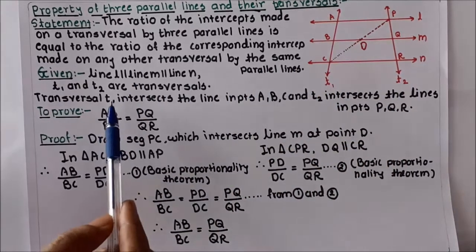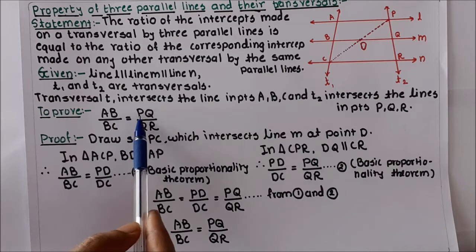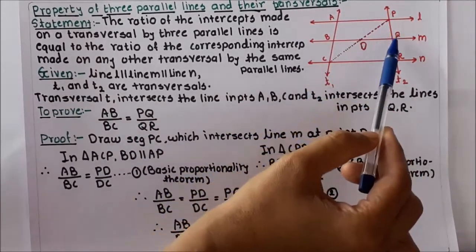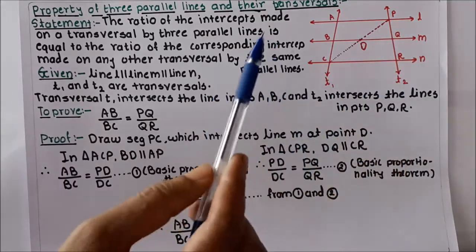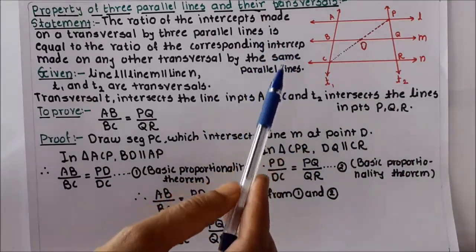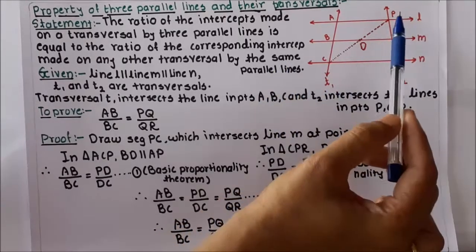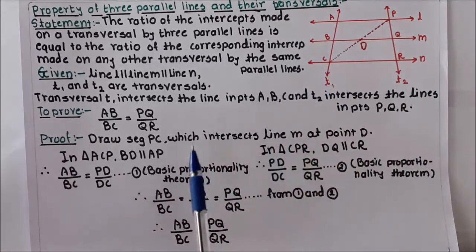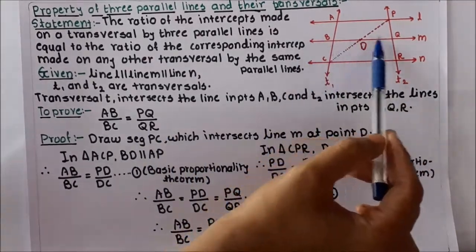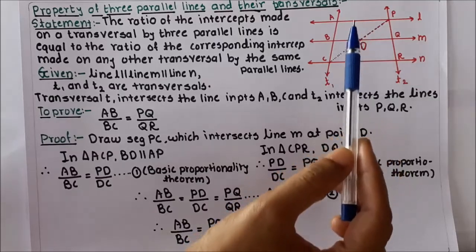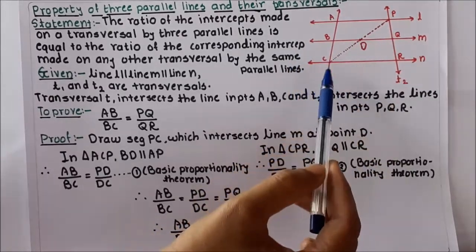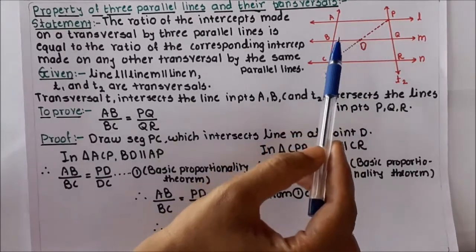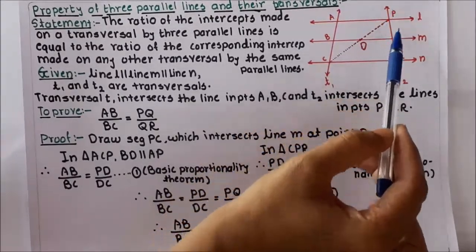Now we have to prove that AB upon BC is equal to PQ upon QR. For this proof, again we have to do one small construction, that is we have to join this point P and this C. This is the construction, joining P and C. And this PC intersects line m at a point D. Now because of this construction, you can see in this diagram we got two triangles, that is CAP and PRC.